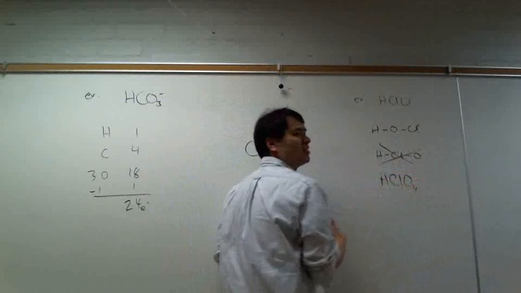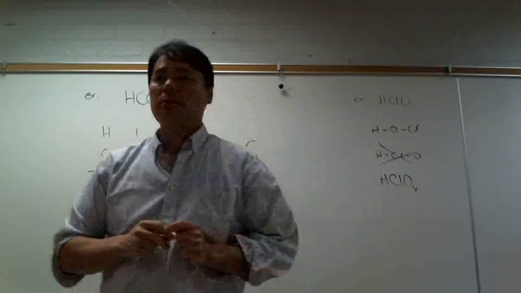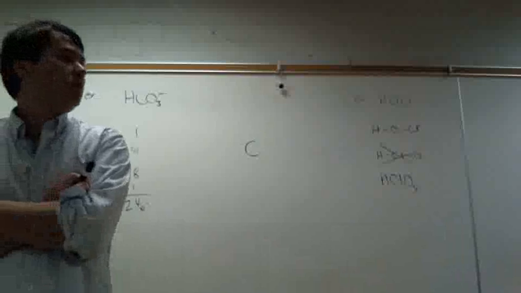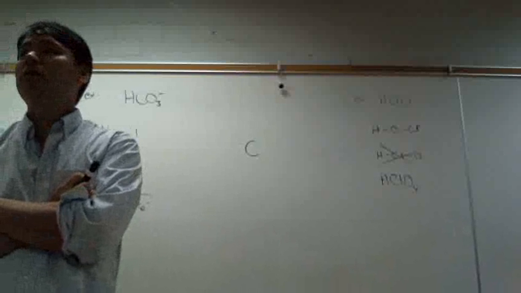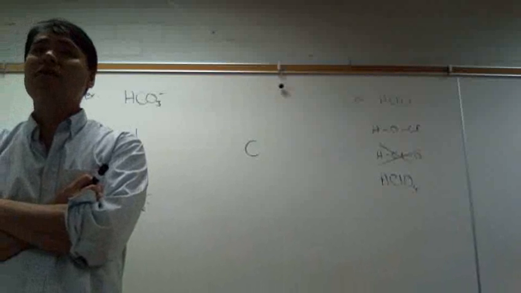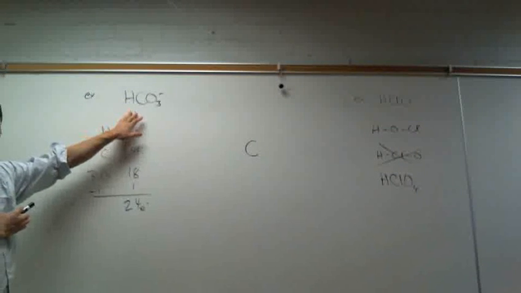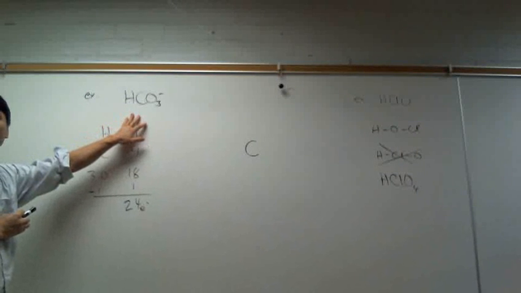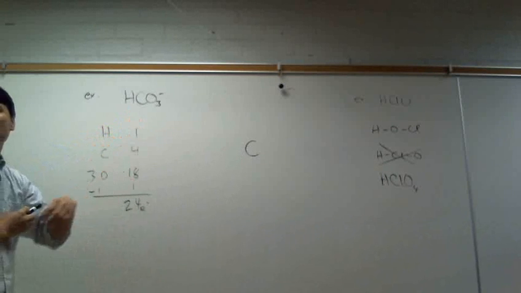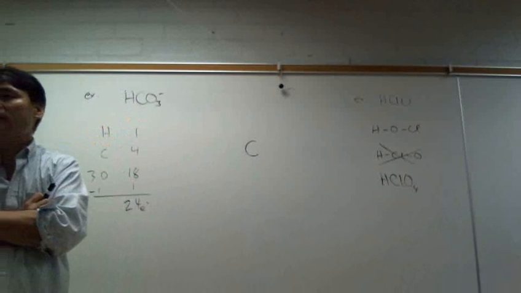How about this one? HClO4. Tell me the name of this. Perchloric acid. Where does the hydrogen bond to? The oxygen, not to the chlorine. This is called hydrogen carbonate or bicarbonate. Where does the hydrogen bond to? To the oxygen. So make sure you do that. And so why don't you come up with a skeleton for this?